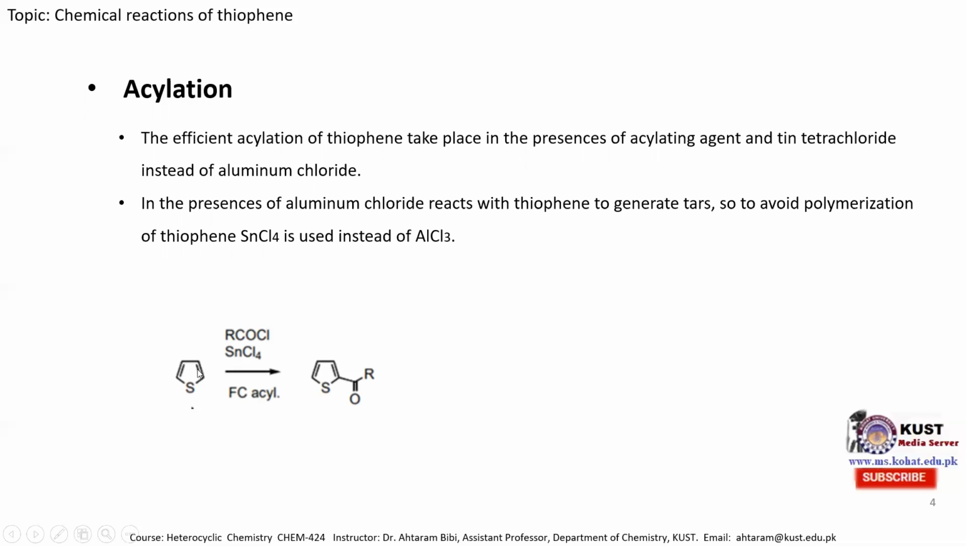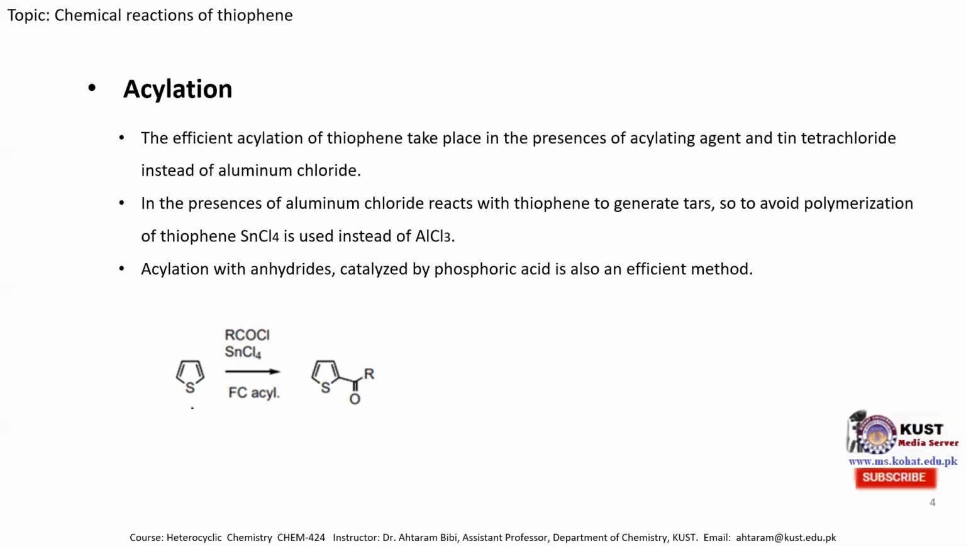So this is the reaction when thiophene is treated with any acylating agent such as acyl chloride in the presence of tin chloride instead of aluminum trichloride. Then the Friedel-Crafts acylation takes place and the substitution occurs at its alpha position. Acylation with anhydride catalyzed by phosphoric acid is also an efficient method. So not only in the presence of tin tetrachloride and an acylating agent is thiophene acylated, but acylation can also take place when thiophene is reacted with anhydride.